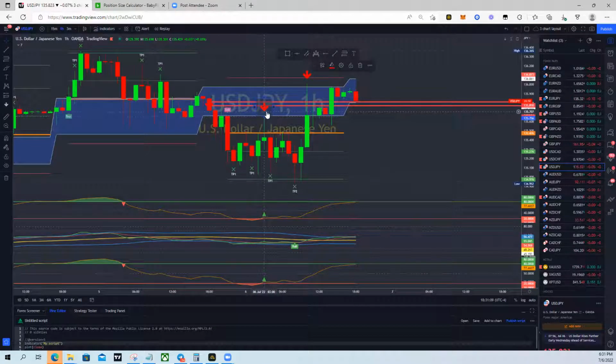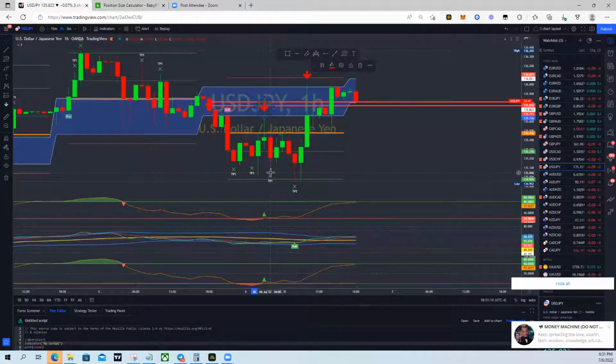We're going to see this touch. We're going to see it in the zone. On a 3-minute chart, we're going to see it come back out of the zone. We sell it all over again for another 60 pips.